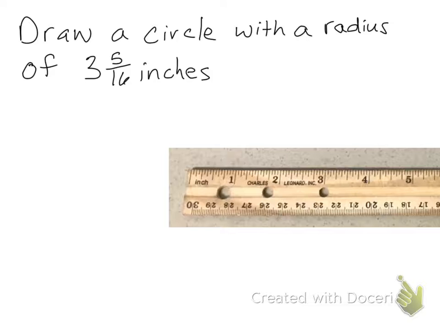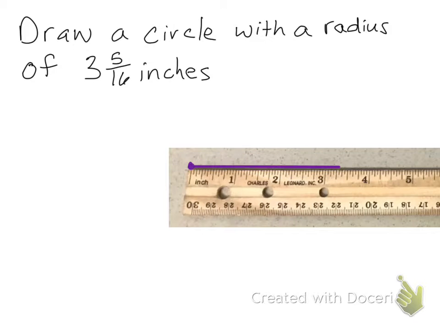Okay. All right, so this next part says draw a circle with a radius of 3 and 5/16 inches. And you would do this with your compass, which I can't do here on this program, but I'll show you what it would mostly look like. Okay, so I would put a dot at the 0 mark, and I would draw my radius to be 3 and 5/16 long. So 1, 2, 3, 4, 5 right there.